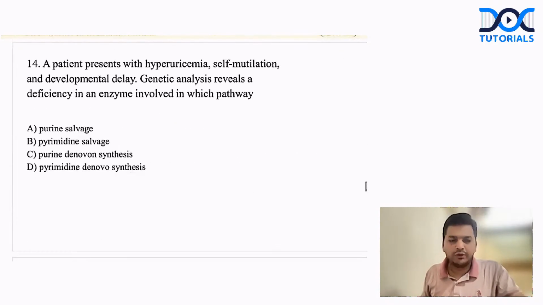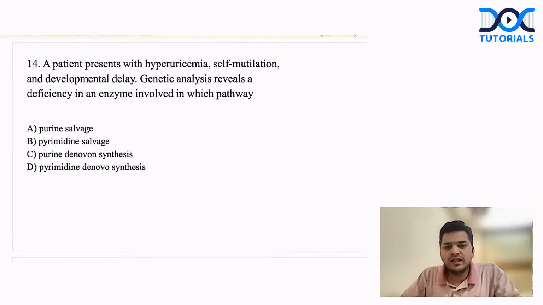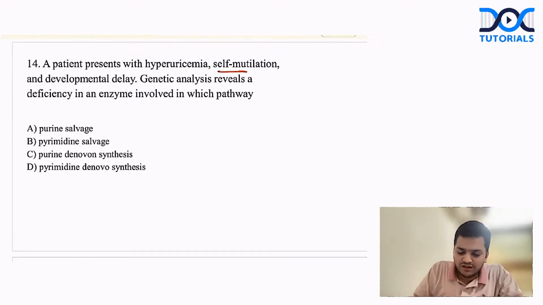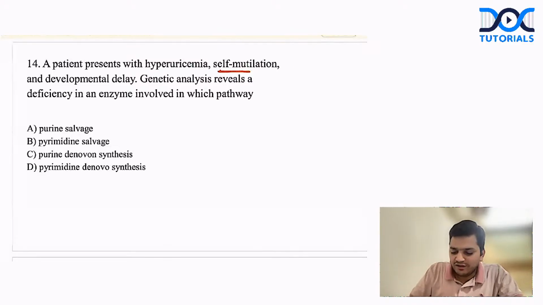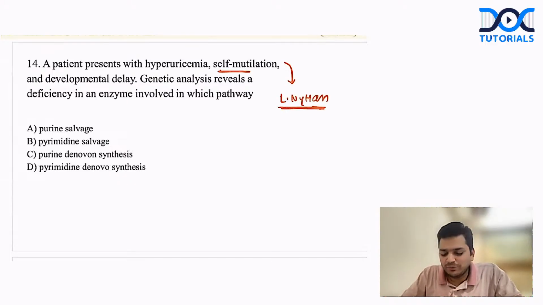So good, very good. A patient presents with hyperuricemia. It was an easy question, guys. Hyperuricemia, self-mutilation, developmental delay. The moment you see self-mutilation, what comes to your mind? Lesch-Nyhan syndrome. Now, till this point, it was looking easy. But the moment I looked at the options, they are not asking about the diagnosis, they are not asking about the name of the disease or the name of the enzyme deficiency. What they're asking is in which pathway that enzyme is found.